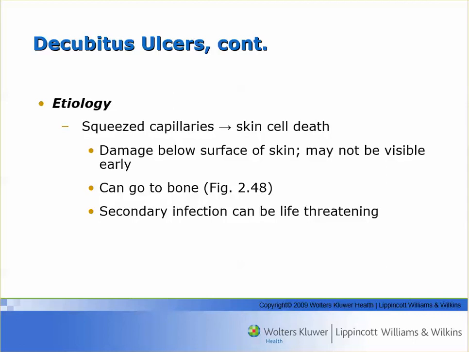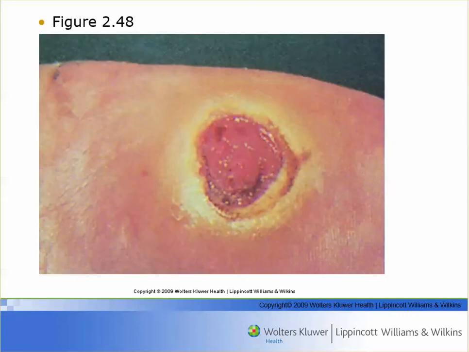Excessive sweating can do it. It can cause that maceration. Altered levels of consciousness: people that are in comas can't shift. They don't know. So those things all add up to this problem of decubitus ulcers.